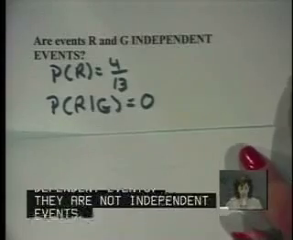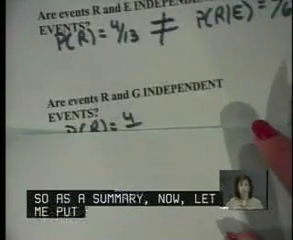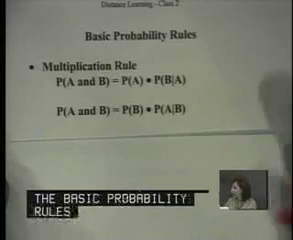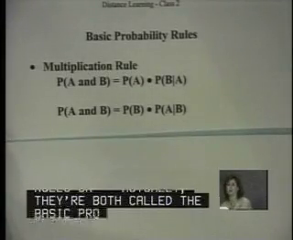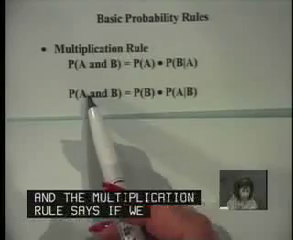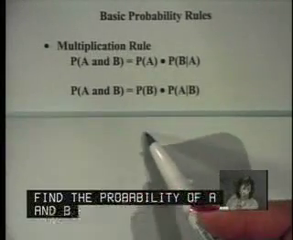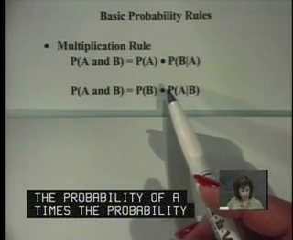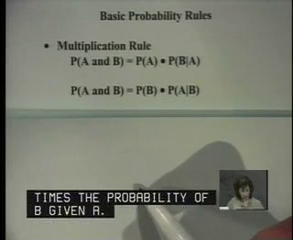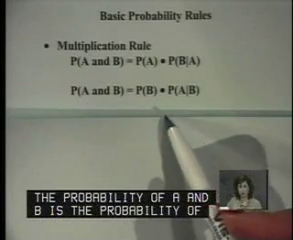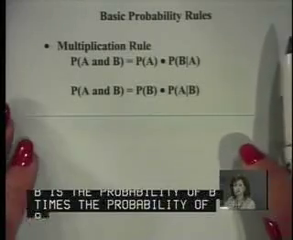All right, so as a summary now, let me put up the summary of these rules. The first rule that we're going to have is the basic probability rule. The basic probability rules, actually they're both called the basic probability rules. The first one we're going to have is the multiplication rule. And the multiplication rule says if we wanted to find the probability of A and B happening, we find the probability of A times the probability of B given A. Or we could do this the other way. The probability of A and B is the probability of B times the probability of A given B. So this is our multiplication rule.